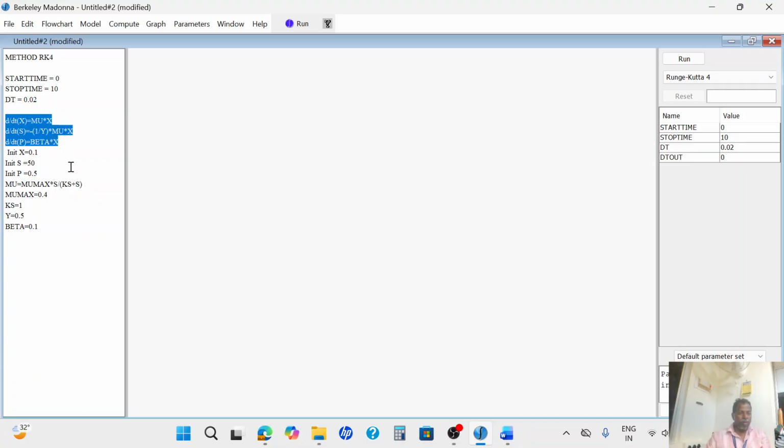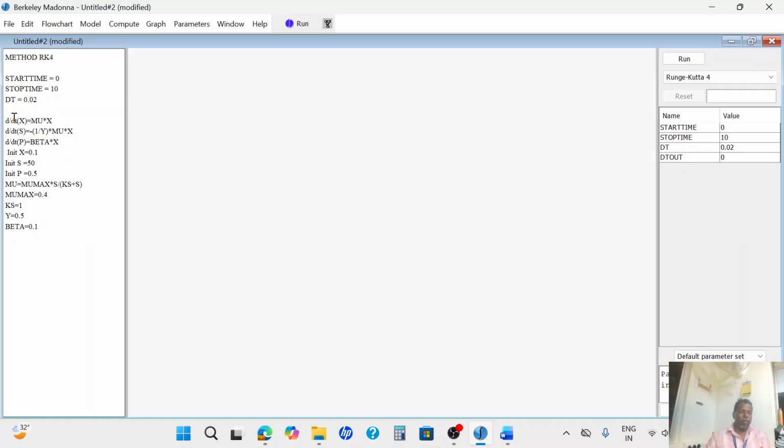These differential equations describe the changes in the biomass, changes in the substrate, and changes in the product. So the change in biomass is dx/dt equals mu into x. Substrate is ds/dt equals minus 1 by Y into mu into x. dp/dt is equal to beta into x. Beta is the constant, which is the coefficient for the product formation.